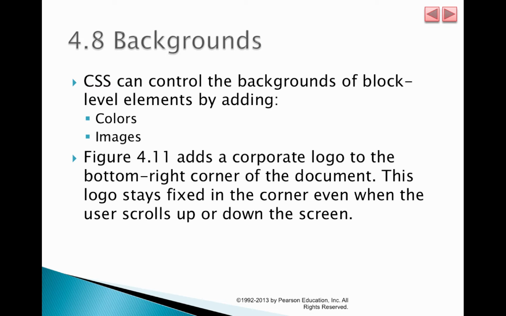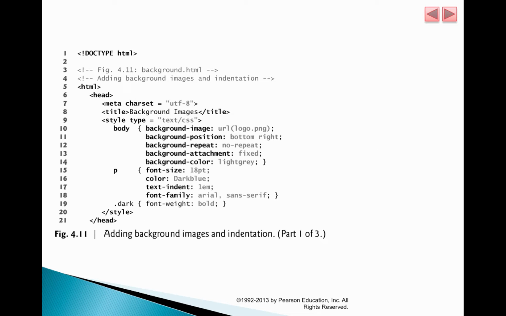So in that context, let's talk about how you can control the background of those block level elements through colors, images, and so on. In this example, we're trying to control the background of the entire HTML page using all kinds of rules for the body tag, as you can see from lines 10 through 14. Then we're playing around with the paragraph tag from 15 until 18. And 19 by now should be quite familiar to you.